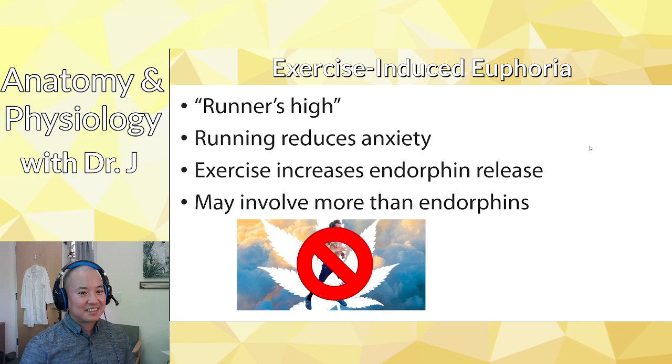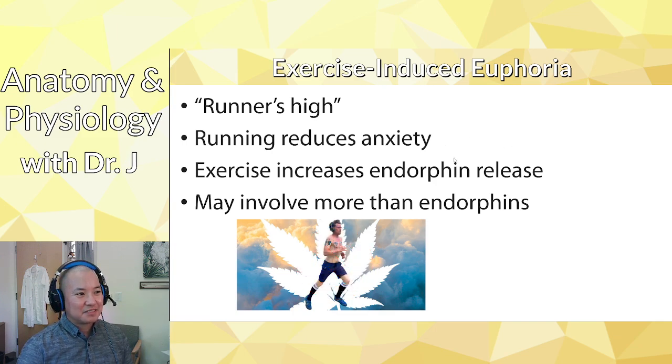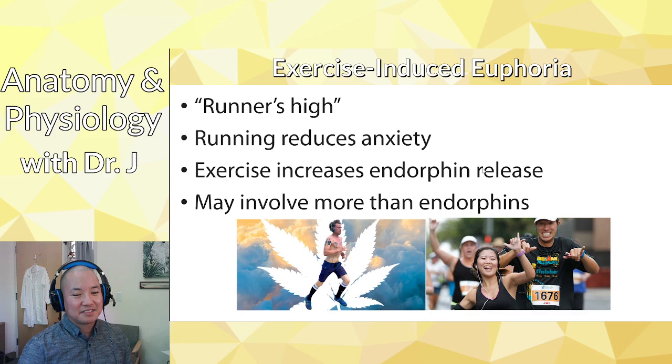But the thing is, they're trying to figure out what causes the runner's high. The endorphins were the first thing they looked at, and they saw that maybe endorphins alone can't explain it. So they say maybe this euphoria involves not just endorphins, but also cannabinoid receptors. You also have cannabinoid receptors, so maybe there is something to this picture. But we'll save that for another lecture.